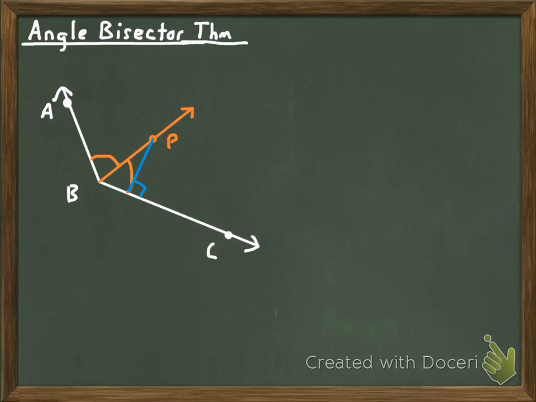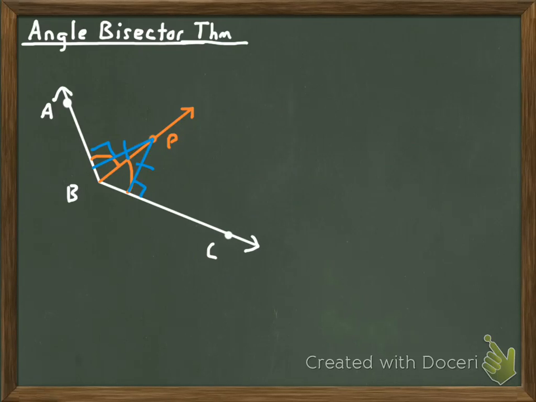Like so. And similarly then, I need to draw a line segment that's perpendicular to ray BA if I want to show how far it is from that point P. There we go. And those two distances have to be equal to one another.